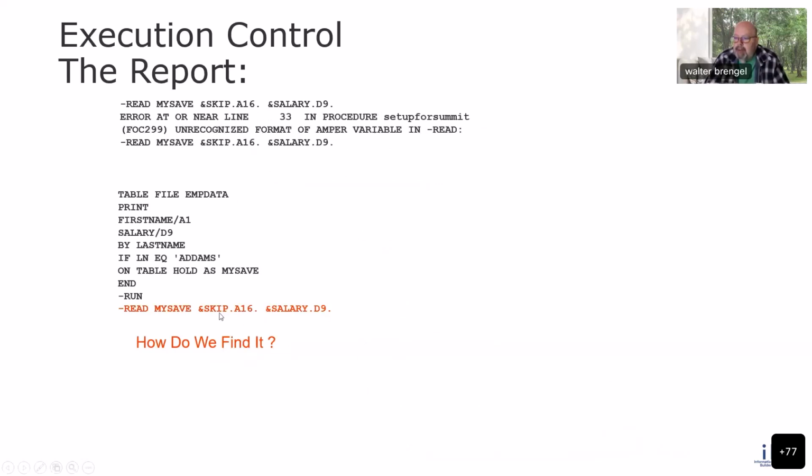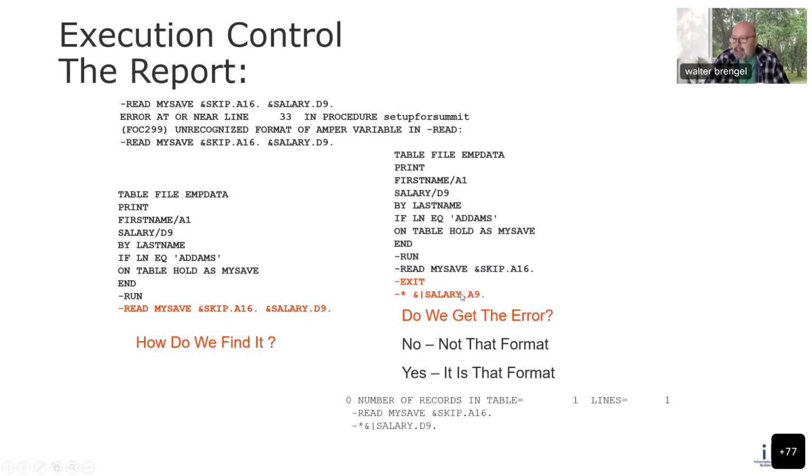So the next thing I would do is separate the values, skip one versus salary. To do that, I would put salary on its own line, make it a comment, and put a -EXIT at the end of the -READ. This way, if I have another 100 lines of code, I don't want them to run. When I have an error, it's probably not going to run anyway, but just to be safe, I want to stop right there. If I run this now and I don't get the error, as you can see at the bottom, then I know that the format error is in the second variable, the D9.